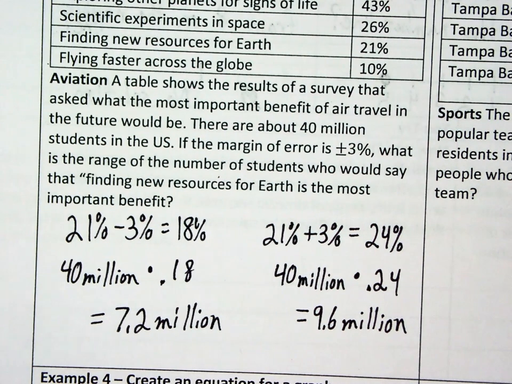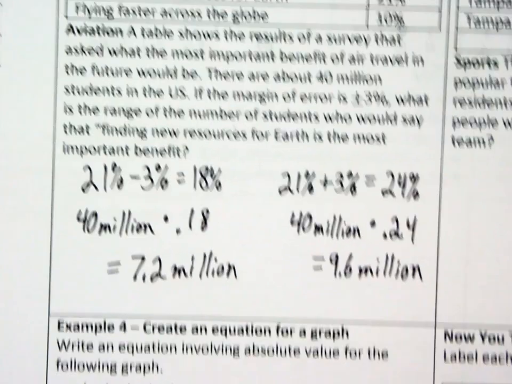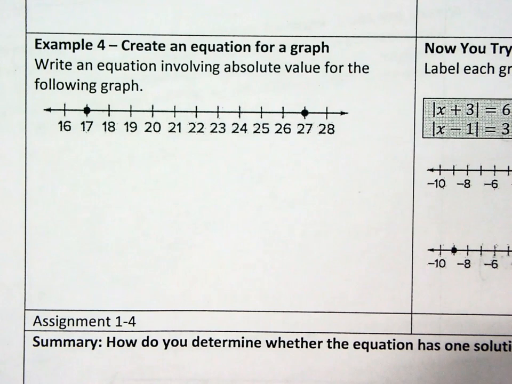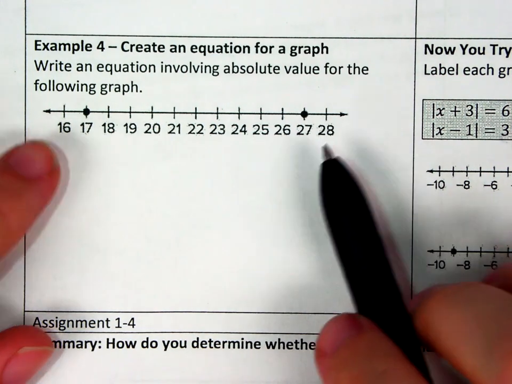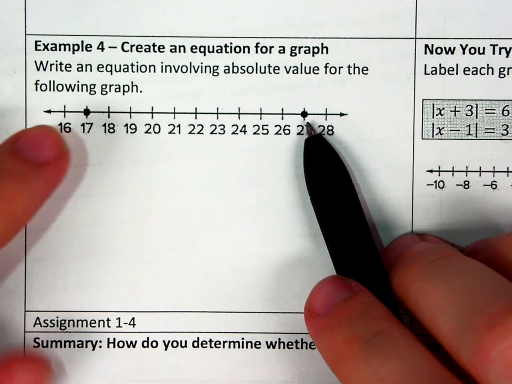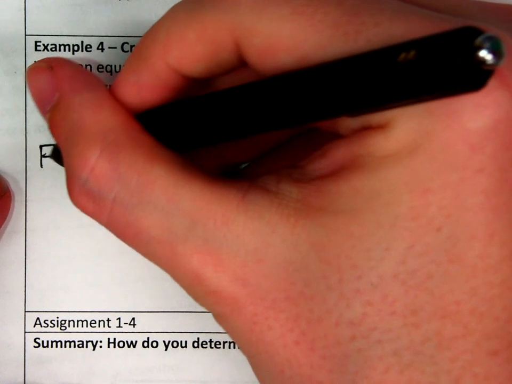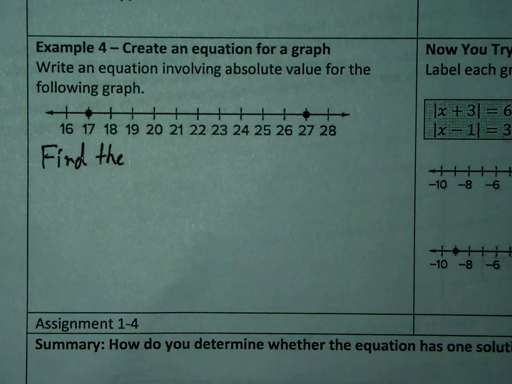One last thing that is an aside, just something that I don't think is as important but might come up, is how to write an equation involving absolute values for the graph. The process for doing this is thinking about where the middle is. I see these 2 points, 17 and 27. We're going to find the halfway point. Basically, we're going to find the midpoint.